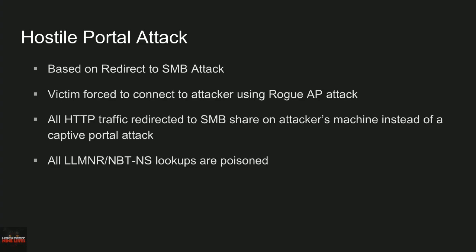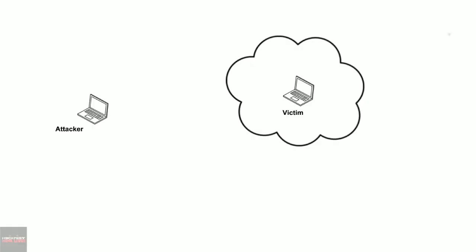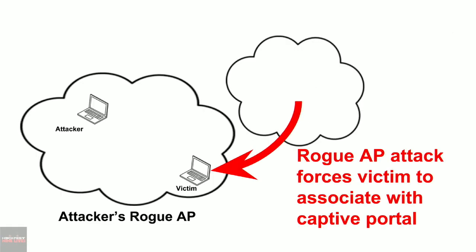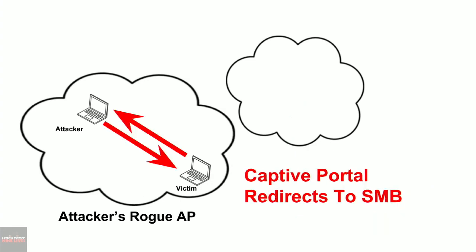So a hostile portal attack ties this captive portal concept in with the redirect to SMB attack. When you launch a hostile portal, the first thing you do is use a rogue AP attack to force the victim device to associate with you. Once you do that, now you're their gateway, so that enables you to do something similar to what we saw with the captive portal, except that instead of redirecting their HTTP traffic to a login page, we're going to redirect their HTTP traffic to an SMB share on your machine. As we saw with the previous two attacks, this will actually force their browser to attempt NTLM authentication with you.